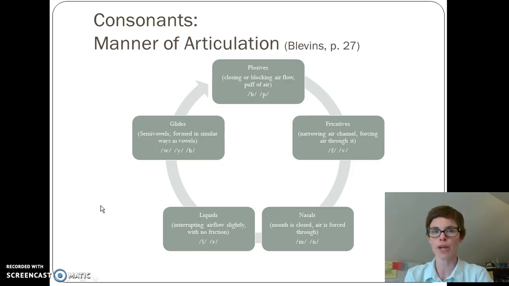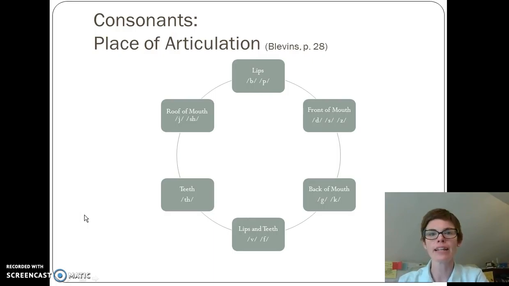So first we had voiced or unvoiced. Now we have the manner of articulation. And finally, we have something called the place of articulation. This is where the sound actually comes out of your mouth, and this is Blevins, page 28, if you want more information. Here's how we categorize the place of articulation. It might come from your lips, like in b, b, or p, p. The most important piece was where your lips came together to say b or p. We have the front of the mouth articulation, like d, s, z.